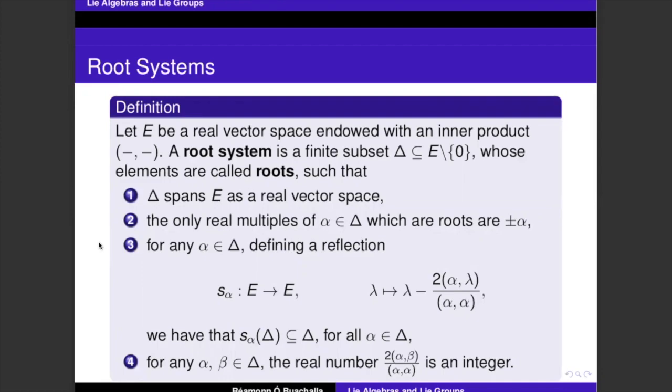So a root system is going to be a finite subset of our Euclidean space, not containing zero. We call the elements roots, and we have a system of conditions on these roots. So we want that this root system spans the vector space. We want that whenever we take a root alpha inside Delta, the only way that we can multiply it by a scalar and still get a root is if the scalar was plus or minus 1. Anything else would land us outside of the root system.